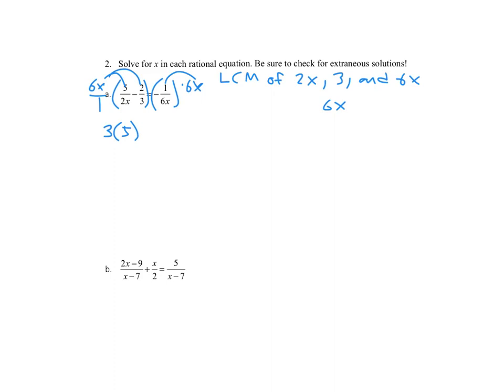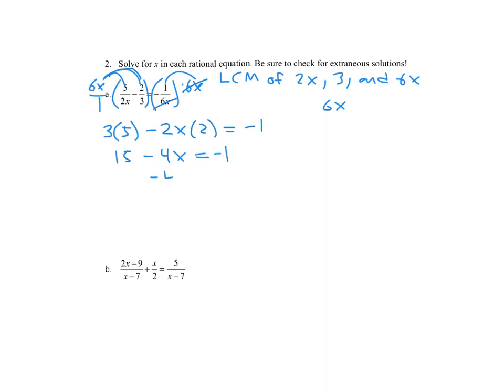Then we're going to multiply 6x by the 2/3, and I'm going to divide by 3 first. So 6x divided by 3 would be 2x, and we get minus 2x times 2. And on the other side, the 6x cancels the 6x, and we just get -1. And now I have an equation that doesn't have any fractions. So we get 15 minus 4x equals -1.